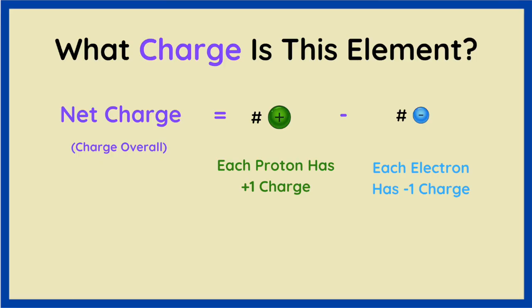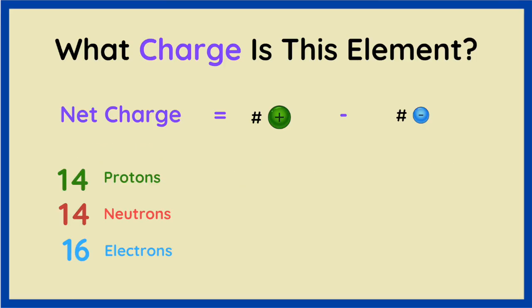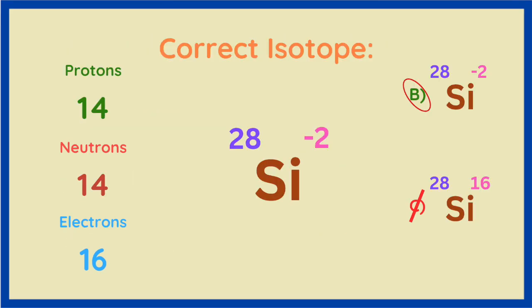This is for the same reason why electrons were not included in the mass equation, being that a neutron's charge is neutral, it's 0, and 0 plus 0 plus 0, etc. will always be 0 charge contributed to the element. Our silicon isotope has 14 protons and 16 electrons, meaning that our net charge is -2 because there are 2 more electrons than protons. Therefore, our correct isotope is B, Si-28 with a charge of -2.